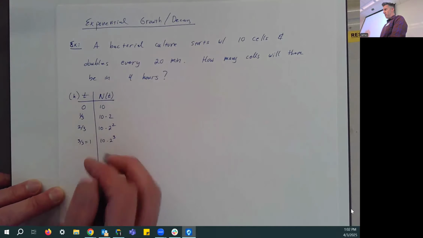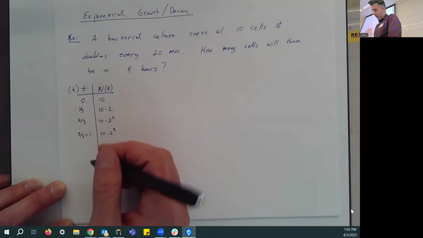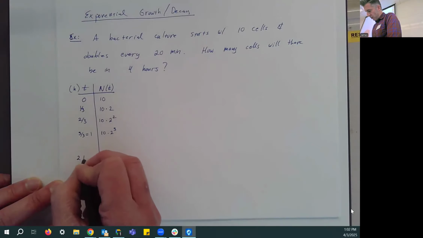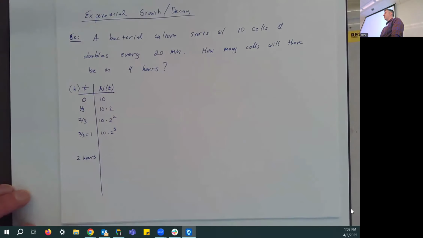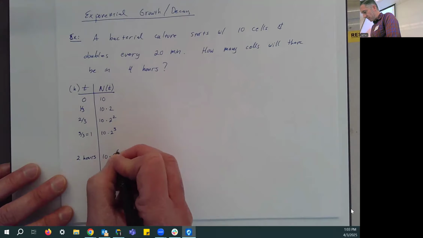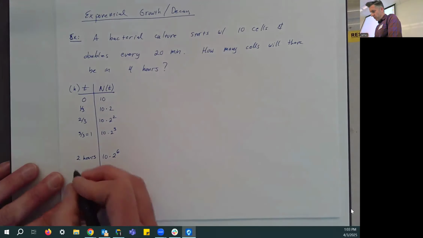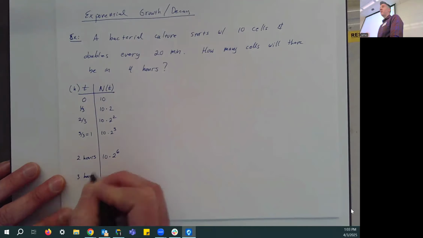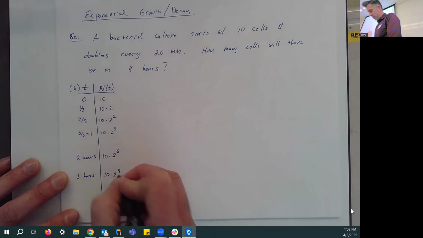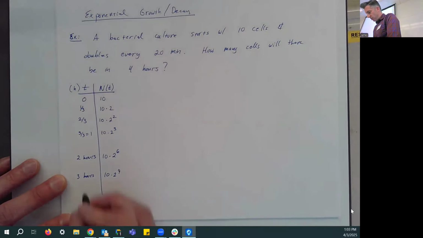Yeah, this is always the hard part. Let's say I want to figure out how much there was after, say, 2 hours. I'm going to skip the intermediate steps here. So if time is 2 hours, I've doubled how many more times? 3 more times, right? And so I'm going to have 10 times 2 to the 6th. And if I go to 3 hours, I'm going to have another double, double, double. So that's doubling 3 times. We get 10 times 2 to the 9th. If we do another hour, which is 3 more doublings, we're going to get 10 times 2 to the 12th.